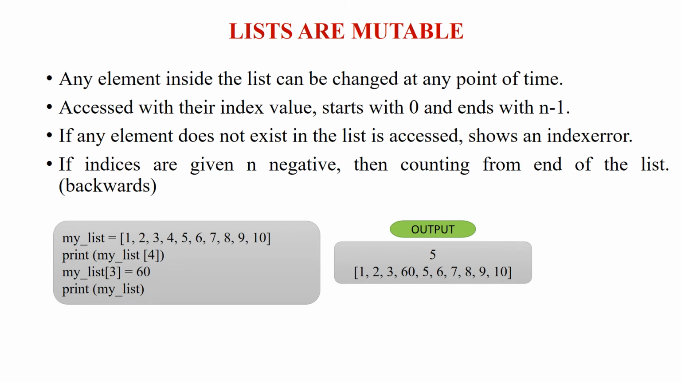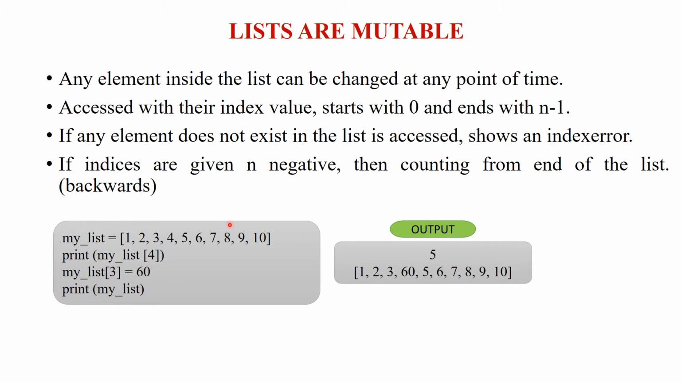The next point is that lists are mutable. Any element inside the list can be changed at any point of time. It can be accessed with its index value, which starts from 0 and ends with n minus 1. If an element that does not exist in the list is accessed, it shows an index error. If the index is given as negative, then the counting is from the end of the list, that is, in the backward direction. So that is, lists are mutable.